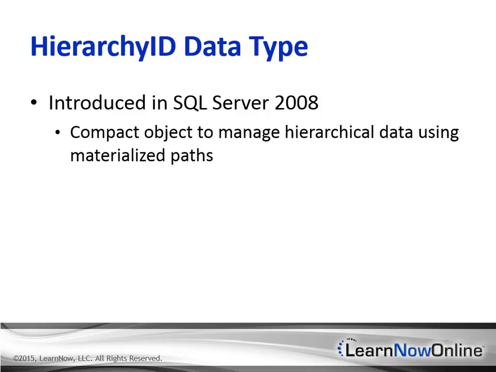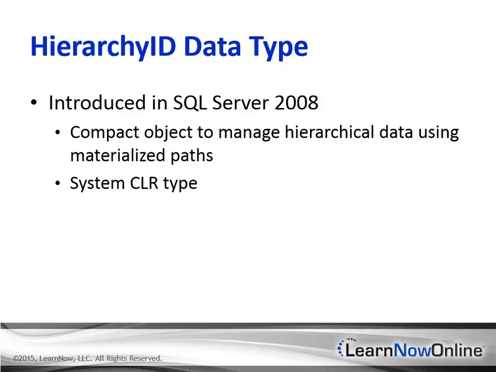So what this is, is a compact object that you can use to manage hierarchical data using materialized paths. It's compact in that it uses very little storage, and it materializes paths and manages the hierarchy for you. And as I mentioned, it is a system CLR type, so it's written with .NET code that's included with SQL Server.